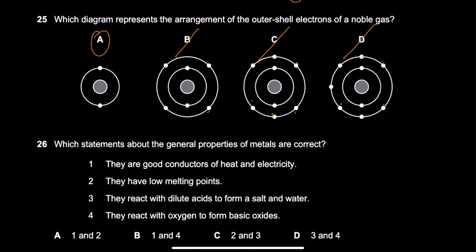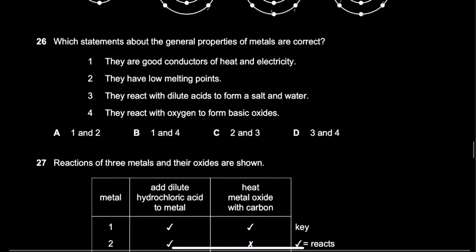Now you guys might say, oh, it's not complete. These numbers, you can think about helium. They've confused you with helium here. Helium is also a noble gas and it has a duplet, right? So it has one shell and that's also complete. So A is the right option here.